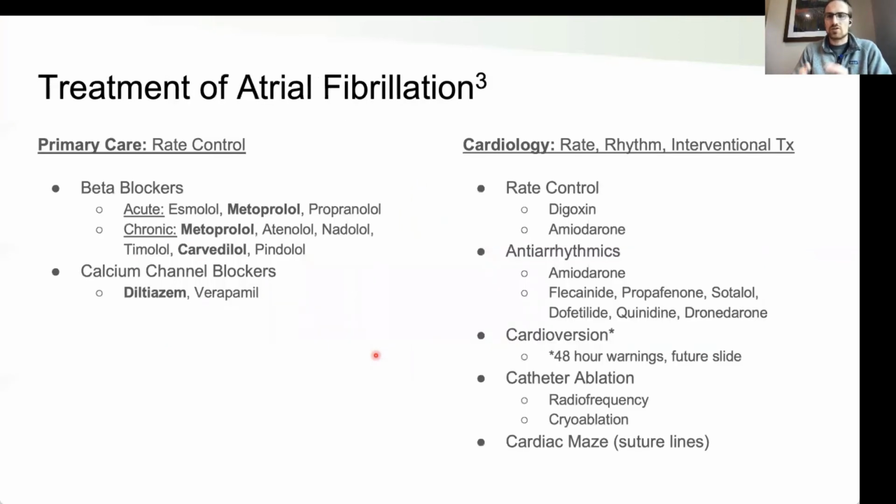So how do we treat it? Lots of words on this slide. You can pause it. Primary care, still we're going to emphasize rate control with beta blockers or calcium channel blockers. I bolded the ones that you'll see most commonly used. Cardiology is going to do rate, rhythm, and then interventional treatments, which is the cardioversion that we discussed, catheter ablation with either freezing or radiofrequency, or possibly the coolest one, cardiac maze using sutures to ablate the heart.